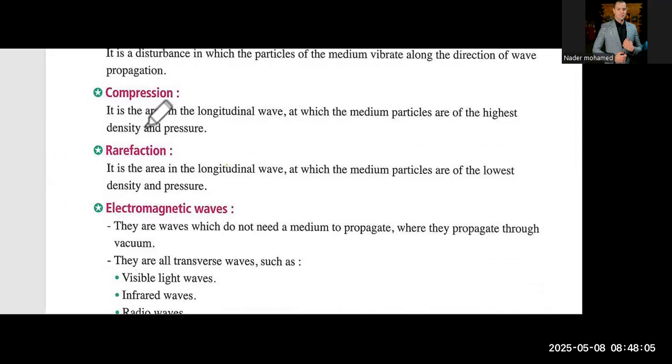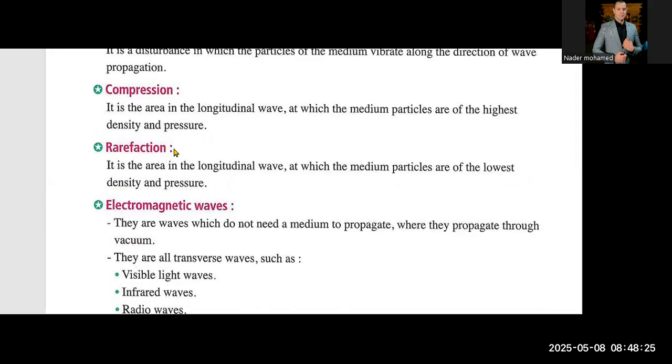Compression is the area that has the highest density and pressure. What is the rarefaction? Rarefaction is the area in the longitudinal wave that has the lowest density and pressure. This is the lowest point, the minimum point, of density and pressure in this wave.